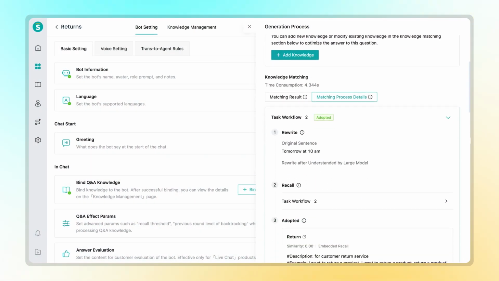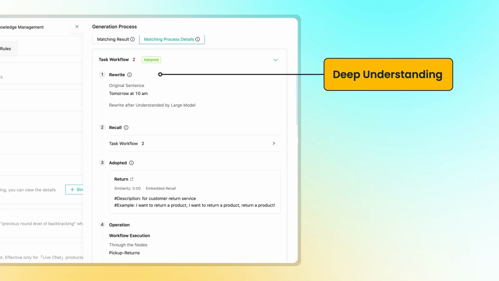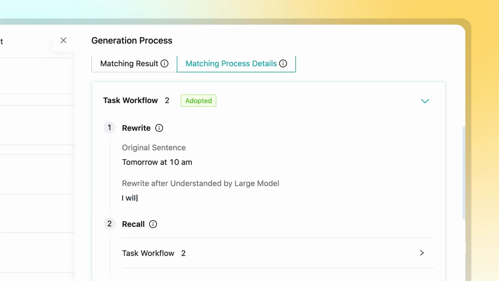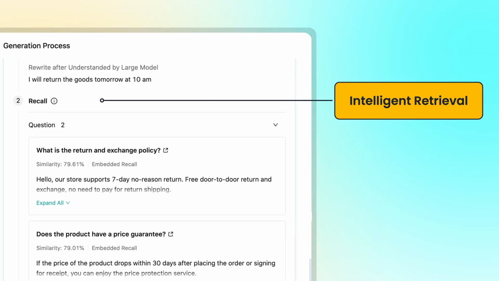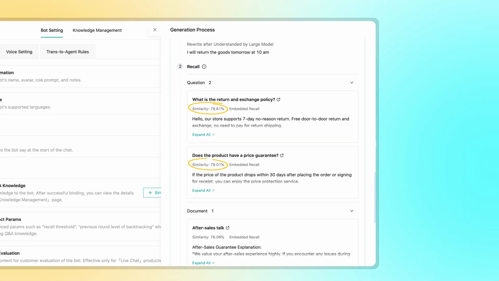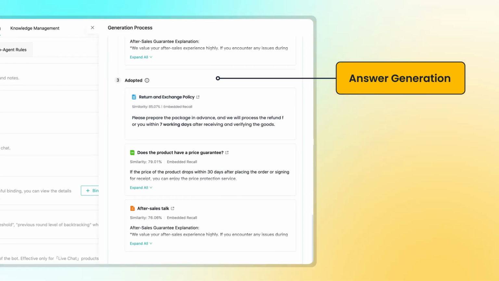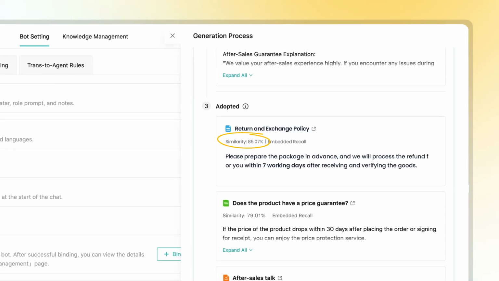After uploading materials, perfect answers are generated in just 3 steps. 1. Deep understanding. Sobot AI Agent will comprehend the essence of the question like a real person, rather than merely matching keywords. 2. Intelligent retrieval. It will then accurately identify several pieces of content with high similarity among all the materials you uploaded. 3. Answer generation. Ultimately, the most suitable response is created by merging the prompt words, context, and expertise.